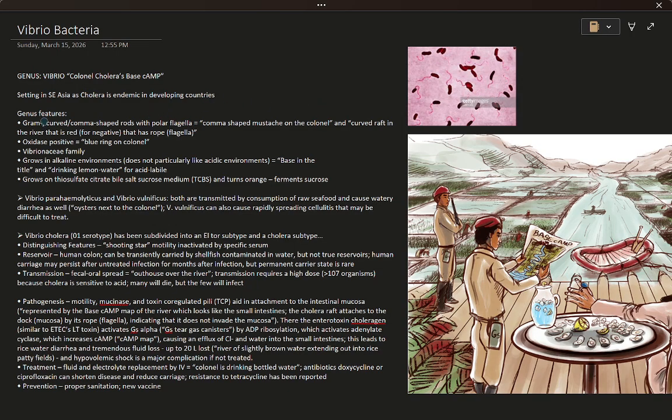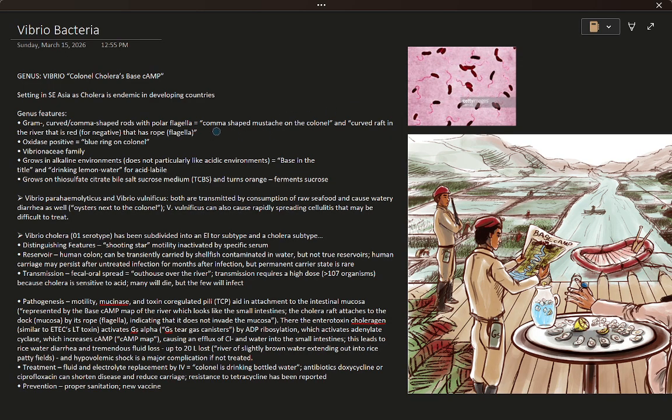And some general features of the Vibrio genus is that they are gram-negative bacteria. They have curved, comma-shaped rods with polar flagella. And you can kind of see over here how the rods are curved or comma-shaped and the flagella are quite polar.